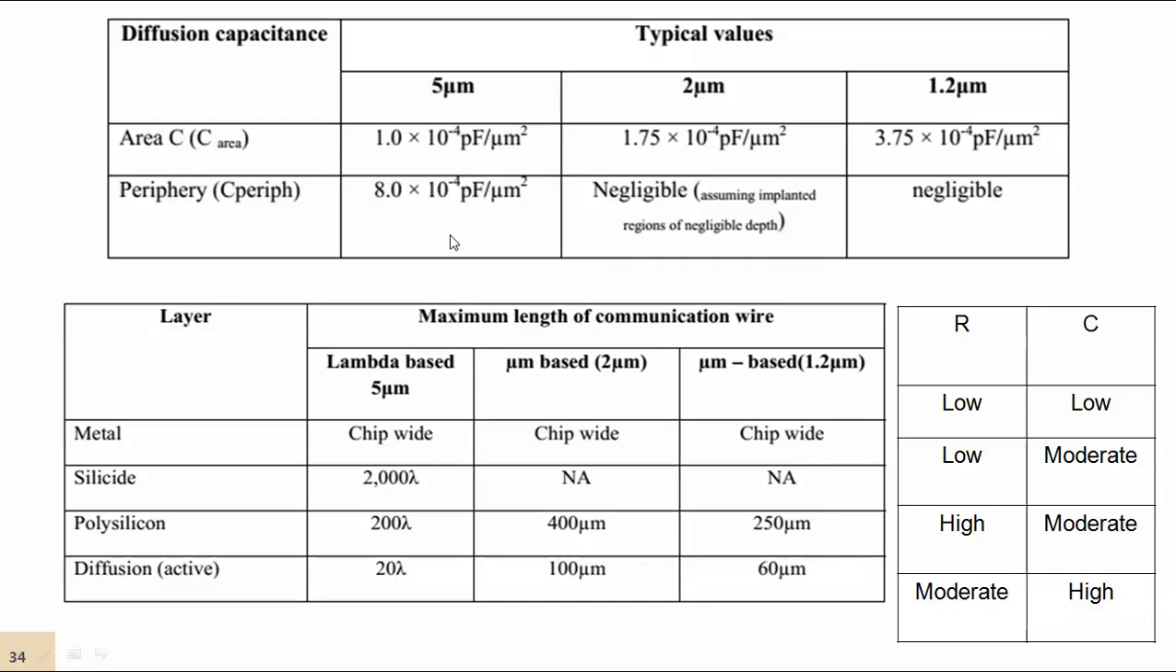It is larger. For 2 micrometer and 1.2 micrometer, it is negligible. We can omit that, assuming the implant regions are of negligible depth. For the 5 micrometer technology, the peripheral capacitance is larger than the area capacitance: 1 into 10 to the power of minus 4 here, and 8.0 into 10 to the power of minus 4 for the peripheral.